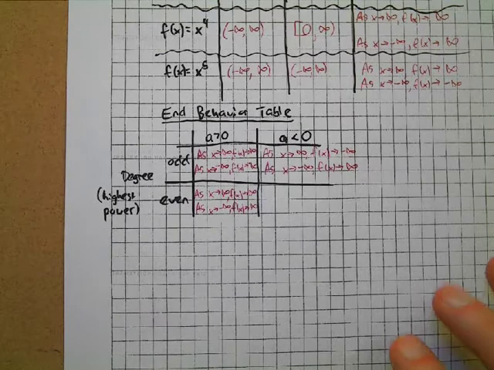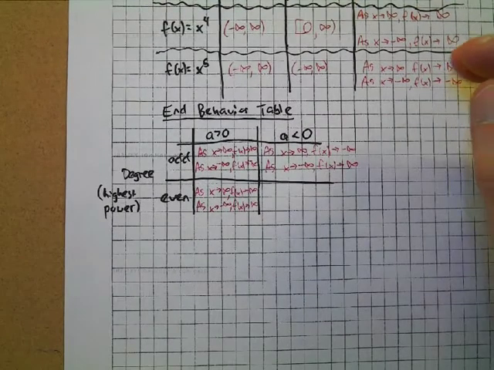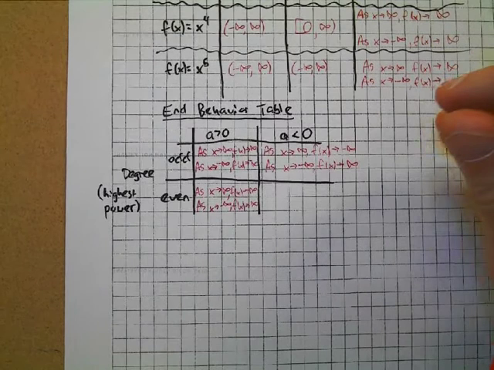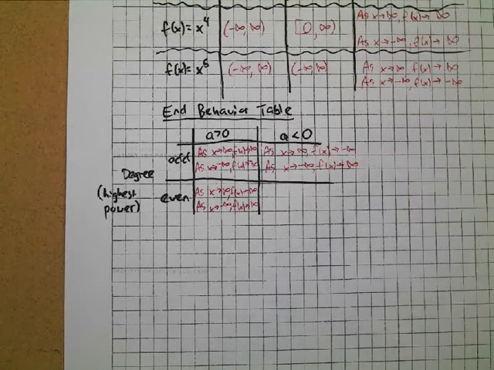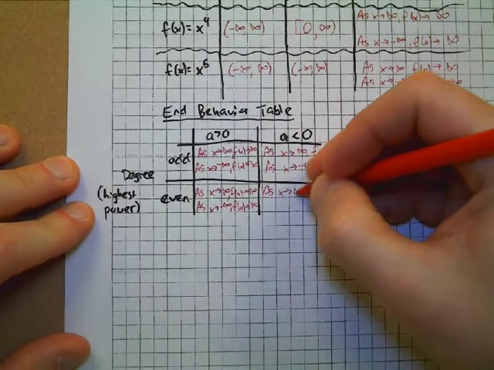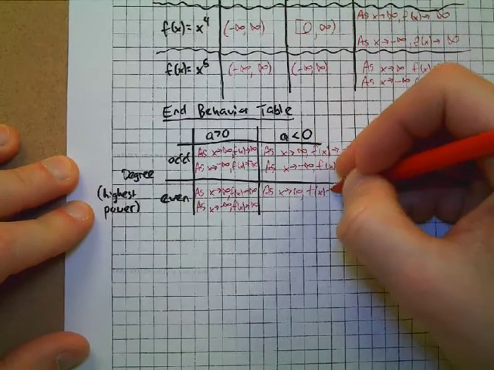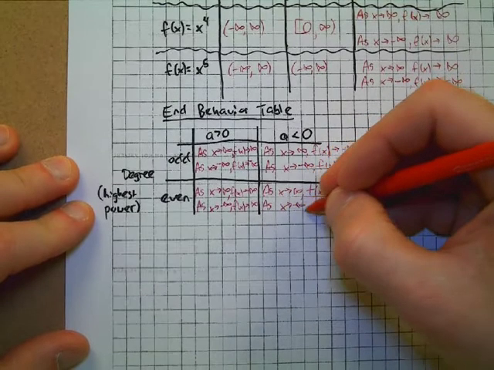Okay. So then if a is less than 0, and we do that reflection like Phoenix mentioned, instead of both going up, both will go which way? Down. Yeah, we're both going to go down. So as x goes to infinity, f of x goes to negative infinity. And as x goes to negative infinity, f of x will go to negative infinity.